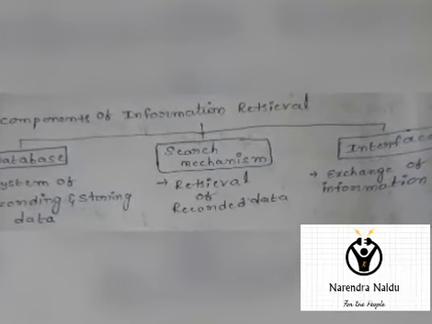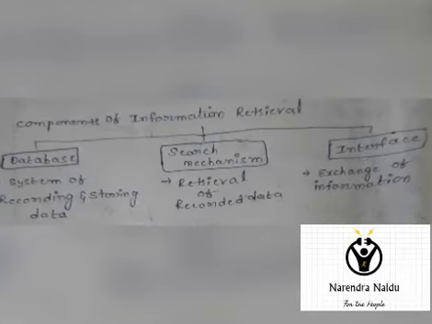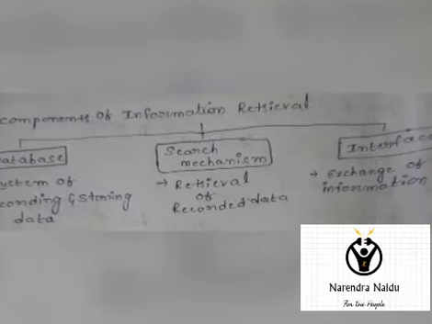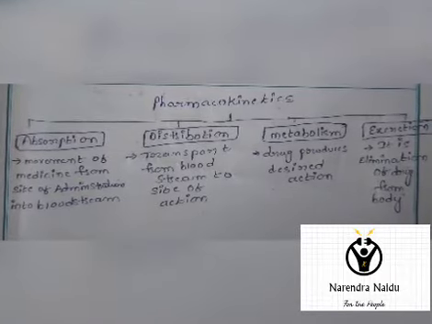Next are the components of information retrieval. The first one is databases. Databases are for storing and recording the data, and the search mechanism is for searching the data. The interface is for exchanging information between the components of a system.